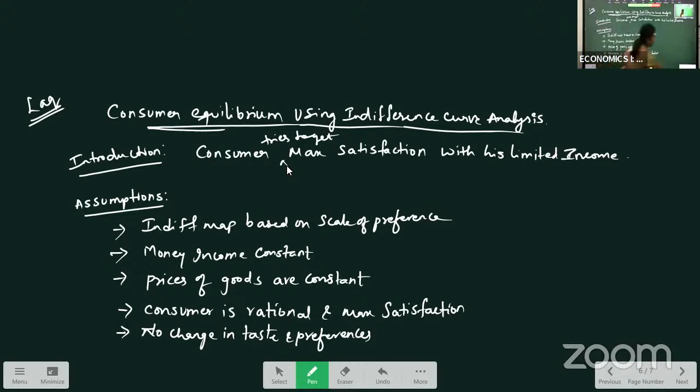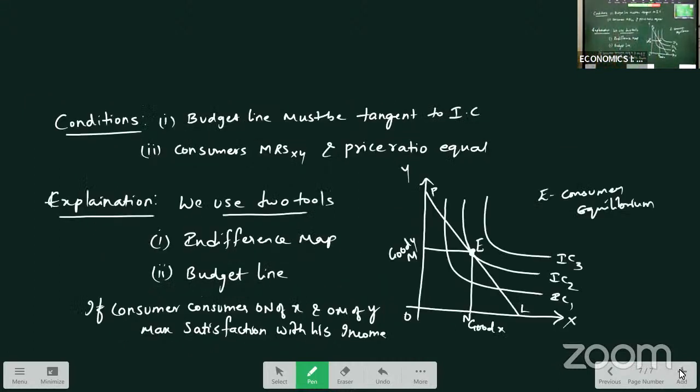What are the conditions for the law here? The conditions to get consumer equilibrium: the budget line must be tangent to the indifference curve. The consumer's marginal rate of substitution of X and Y must be equal to the price ratio. Both should be equal. That means MRS XY must be equal to price of X by price of Y. Okay. So these are the two conditions. If these two conditions are satisfied, then we can say that the consumer is in equilibrium.